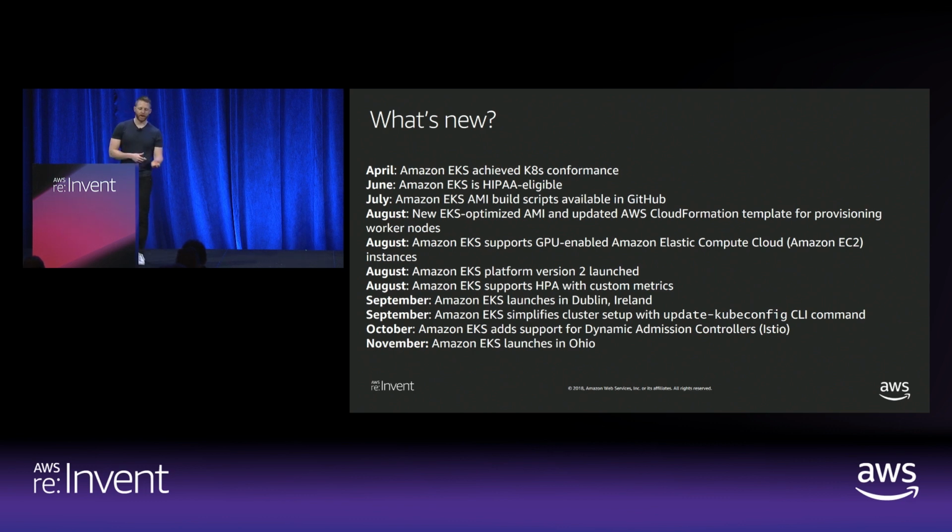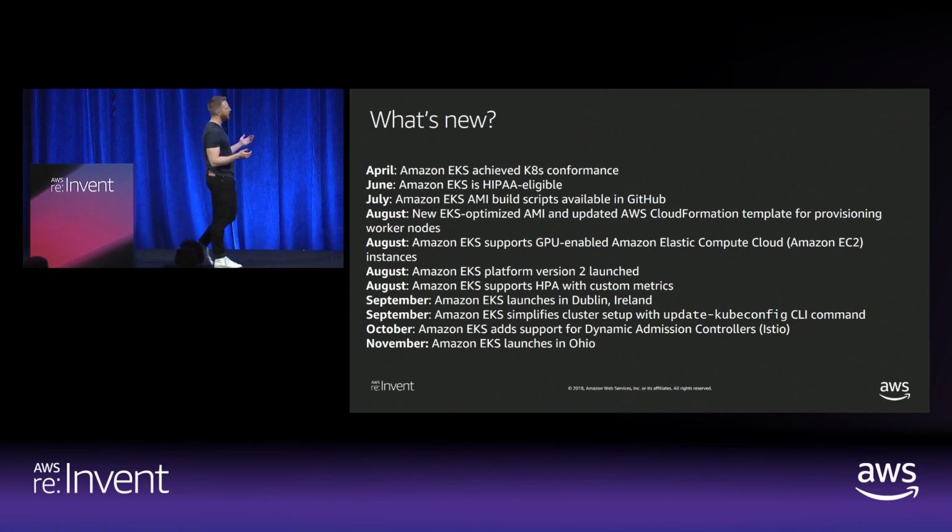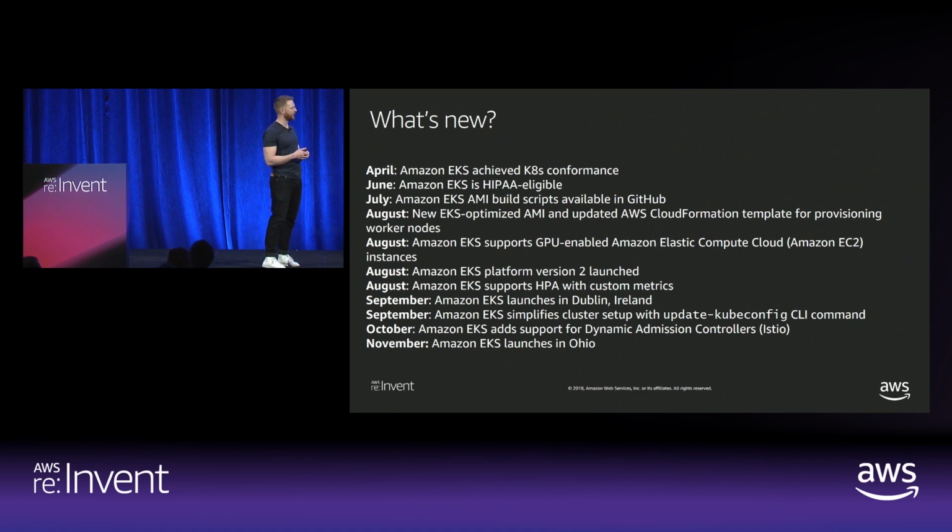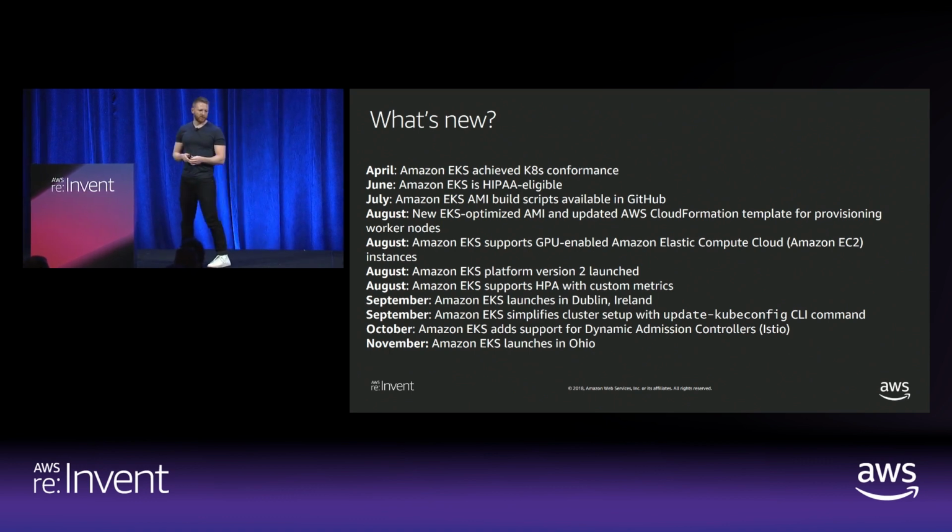This is great. We're working on a whole bunch of compliance postures for EKS, and HIPAA was the first one for us. In July, we also released the build scripts for our AMI. August gave you new AMIs, although we've released several iterations of new AMIs. But this also came with a new CloudFormation template that streamlined the worker node provisioning process. We also gave you a GPU-optimized AMI.